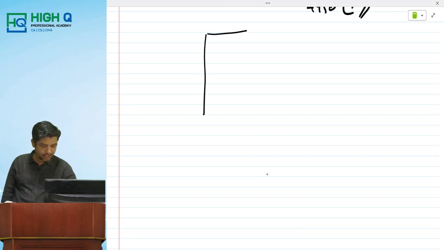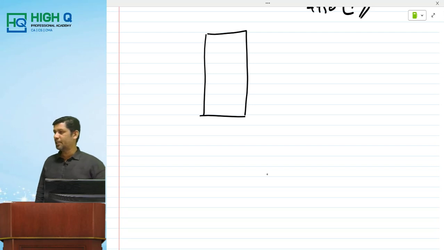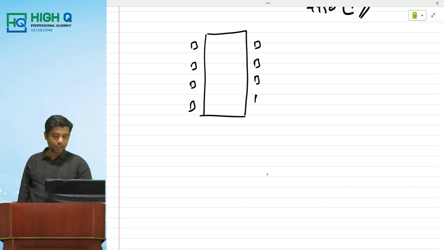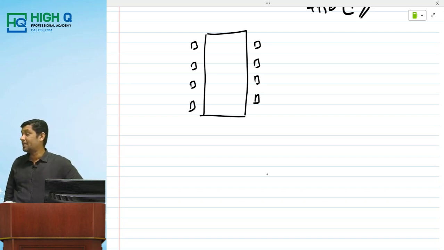There is a rectangular table. You will enjoy it like anything. And each side, how many seats? 4 seats. So total how many people to be accommodated? 8 people. 8 people can be accommodated in 8 factorial ways if there is no restriction. But there is a restriction.